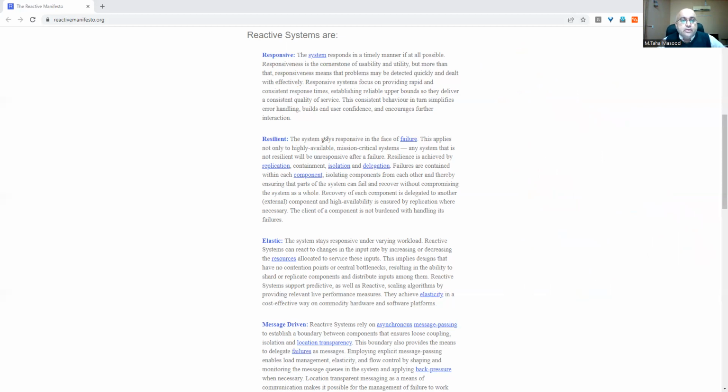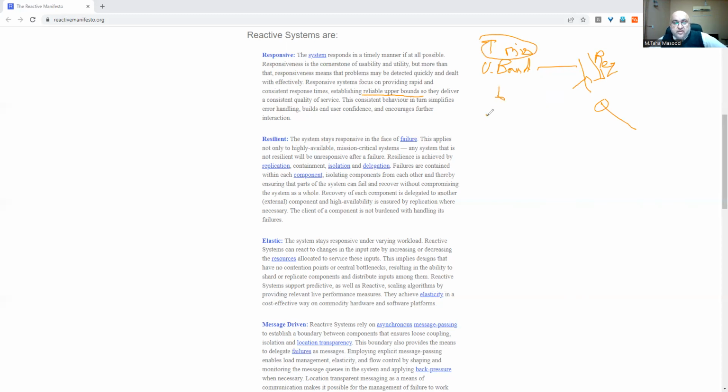So responsive systems focus on providing rapid and consistent response times, establishing reliable upper bounds. This is important. So there needs to be an upper bound, a ceiling. So let's say I have an API, I have a service endpoint, and I guarantee that whoever calls it, once the request is sent, I can provide the response within 7 milliseconds. So this 7 millisecond is an upper bound.